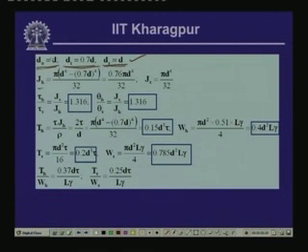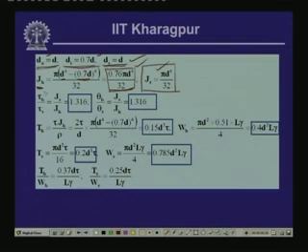Now, if this is the external and internal diameter for the hollow one, then the polar moment of inertia for the hollow one will be pi by 32 times d outer to the power 4 minus d inner to the power 4, and d inner is equal to 0.7 times d. So, this gives us a value of 0.76 times pi d^4 by 32. So, this is the value of the polar moment of inertia for the hollow section. Likewise, the polar moment of inertia for the solid bar is pi d^4 by 32.